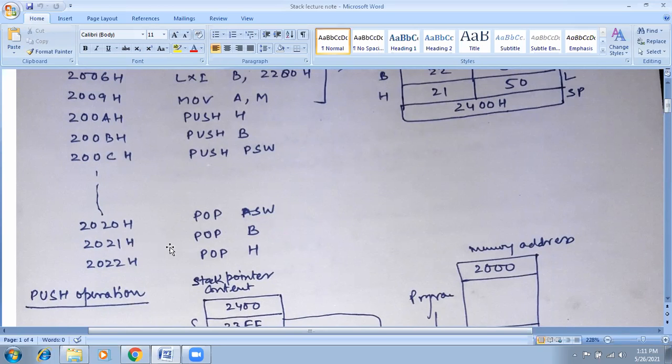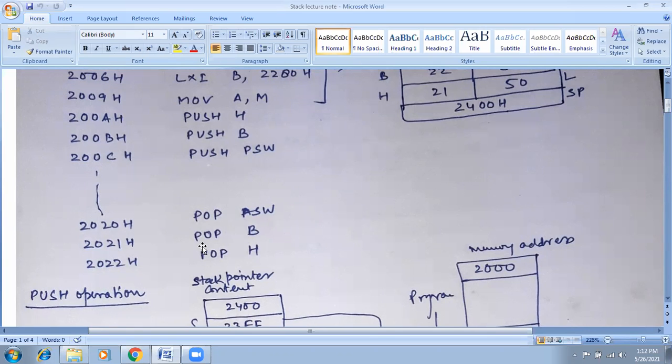Now, next we have written POP B. So what does it do? Before POP B, what is the content of the stack pointer? 23FC. Whatever is the content of 23FC is first copied into the lower order register, and then the stack pointer is incremented by 1 so that it will become 23FD. And the content of 23FD is copied in the B register, and then the stack pointer is incremented by 1 so that it will become 23FE.